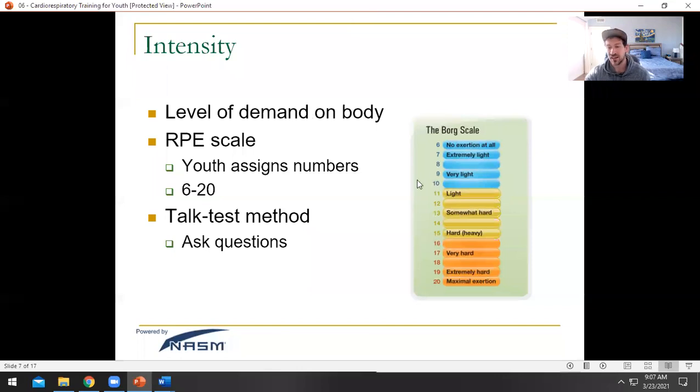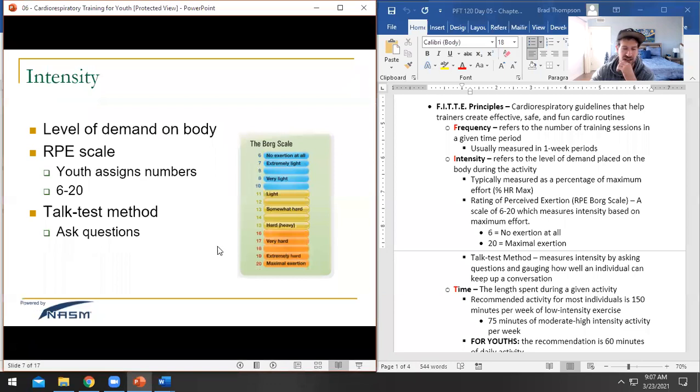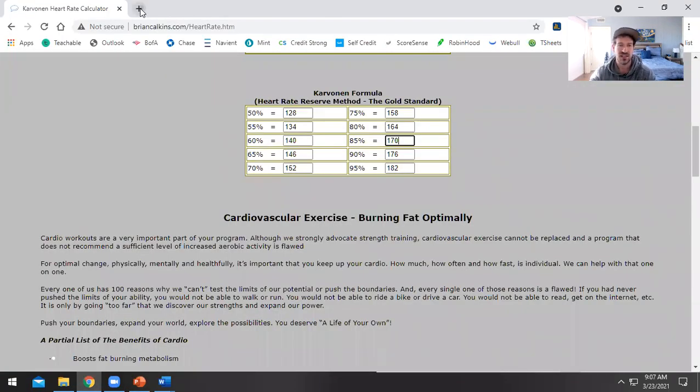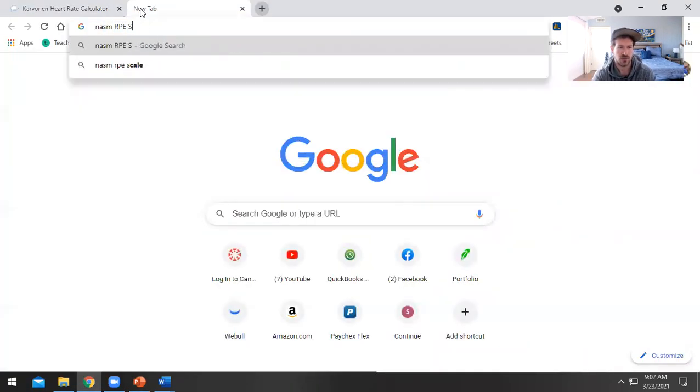So we start to see here what our exercise actually looks like now, right? We have 11 being kind of light, pretty gentle, sort of a warm up, right? We have maybe a 13 being somewhat hard, a 15 being pretty dang hard, a 17 being very, very hard. And then, like I said, 20 being maximal exertion, right? That is about as intense as it's going to get. And like I said, if you're doing this, you can't do it very often. So if we're to use an RPE scale, we can see this here, the NASM RPE scale.